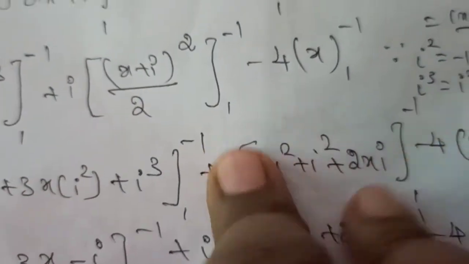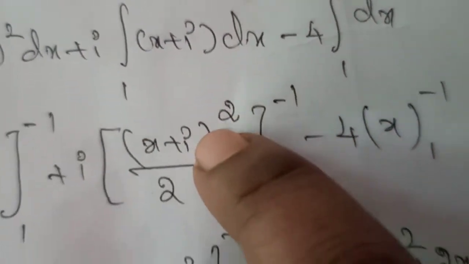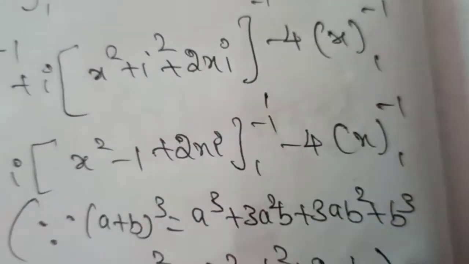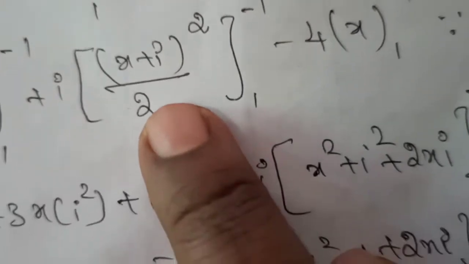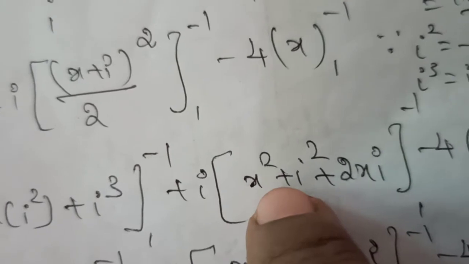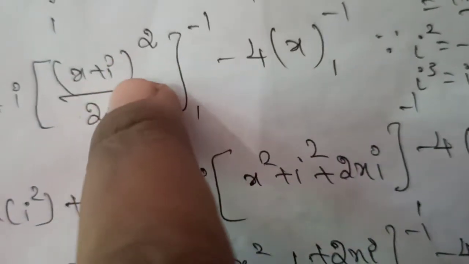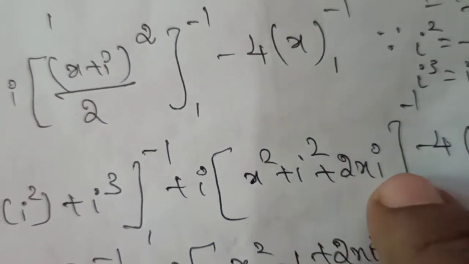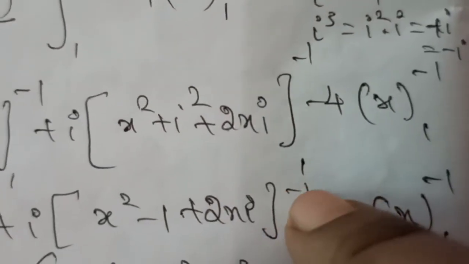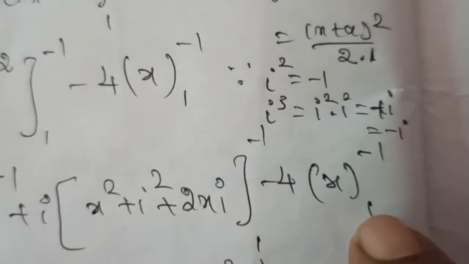So in the numerator we have this, based on the (a plus b) the whole square formula. Do you know the (a plus b) the whole square formula? a square plus b square plus 2ab. So using this formula, this is the second term. If you want to apply it to the second term, (x plus i) the whole square can be written as x square, that is a square, plus i square, that is b square, plus 2ab, that is 2xi. Okay, so you can apply the (a plus b) the whole square formula. The limits are 1 to minus 1. Next, minus 4 into x, with limits 1 to minus 1.